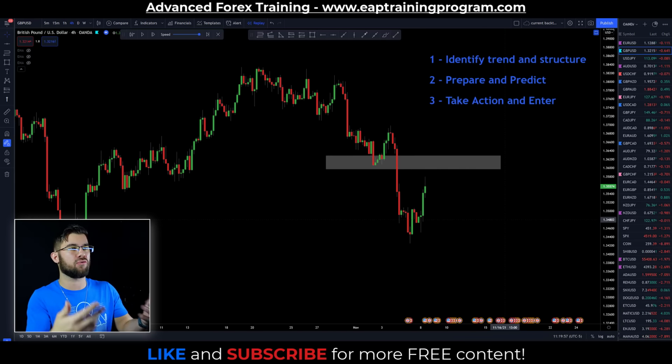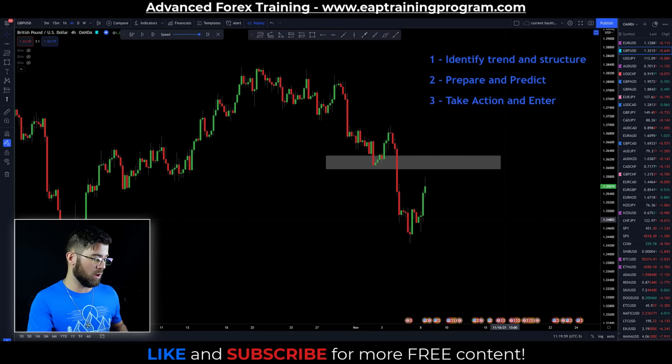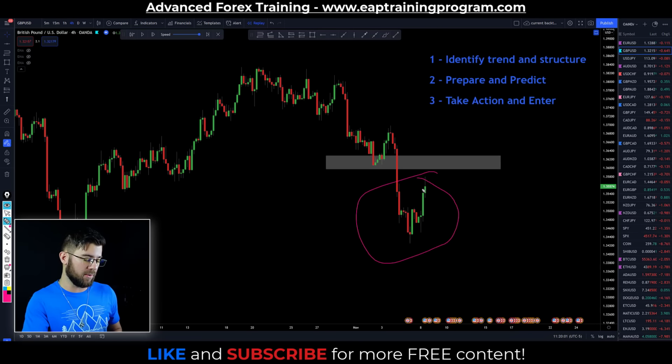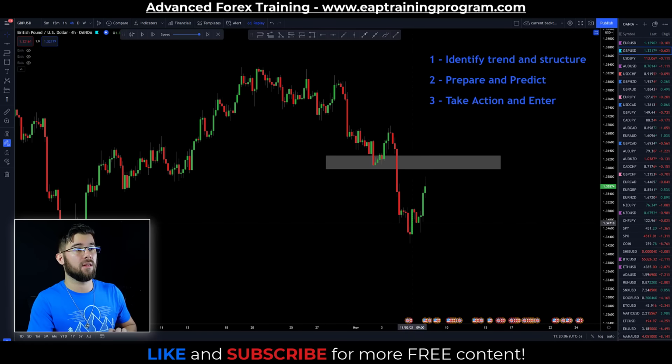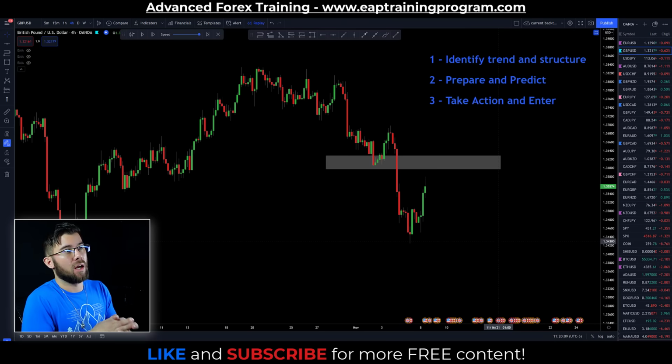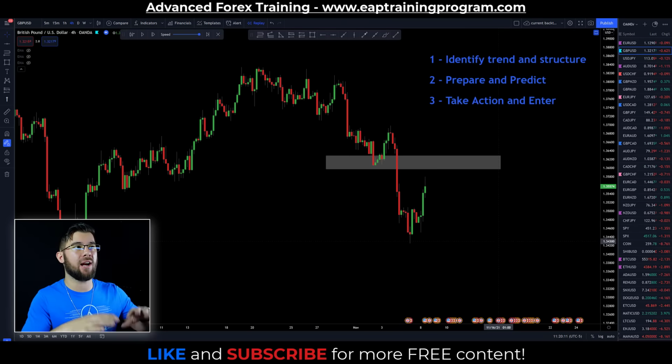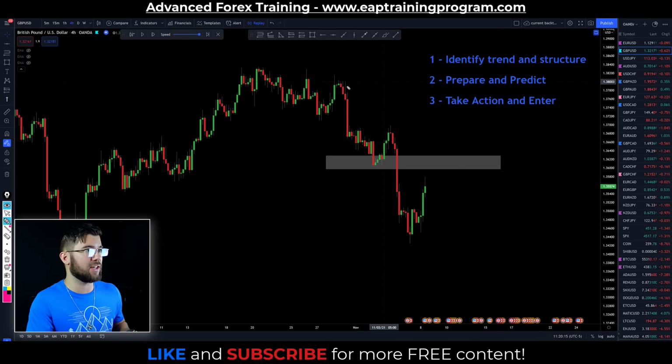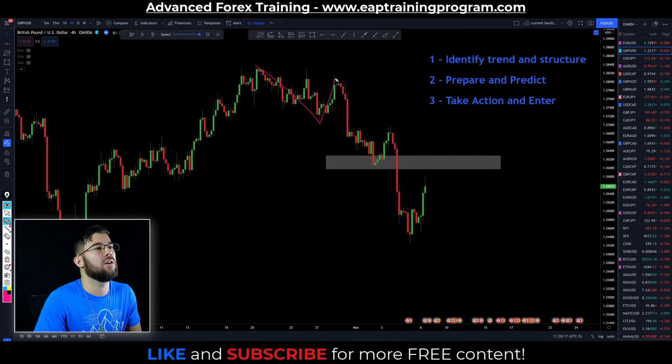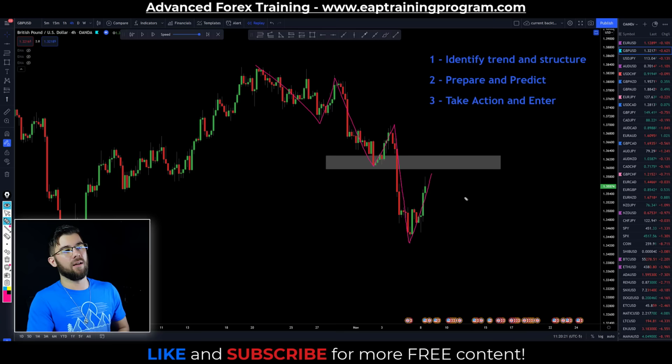Identify trend. What trend at this exact moment where price is right now would you say that the pound dollar is in? Hopefully you said downtrend. No matter how you identify trend, this would be considered a downtrend. As you can see, if I draw this out, we have a low to a lower high, lower low, lower high, lower low, lower high.